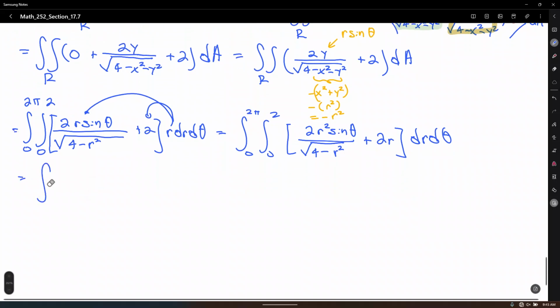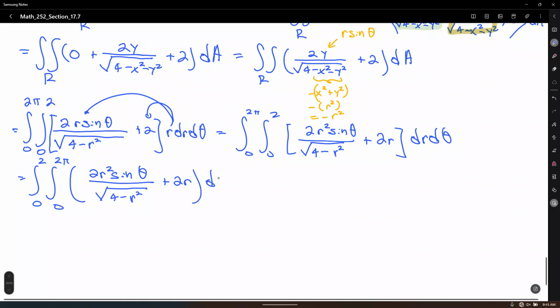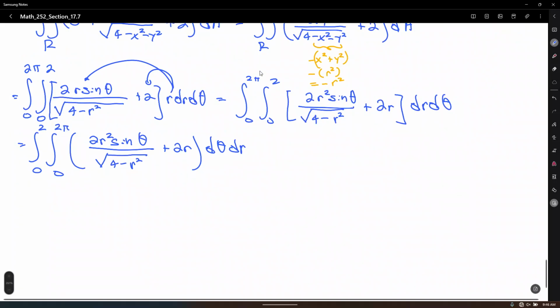All right. So that is the integral from 0 to 2 and from 0 to 2 pi, the same integrand, that is 2r squared sine theta over the square root of 4 minus r squared plus 2r, d theta dr. All right? d theta dr. This is the first time we ever reverse the order of integration for a polar integral, right? Well, that's because it's going to be helpful here. Okay, so 2r squared over the square root of 4 minus r squared is just going to be a constant, right?